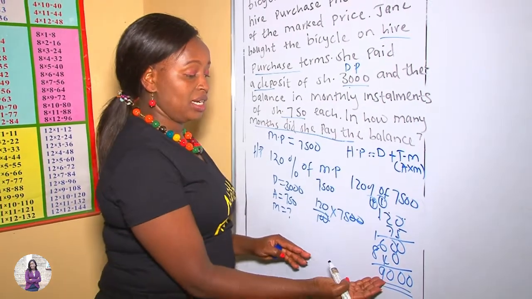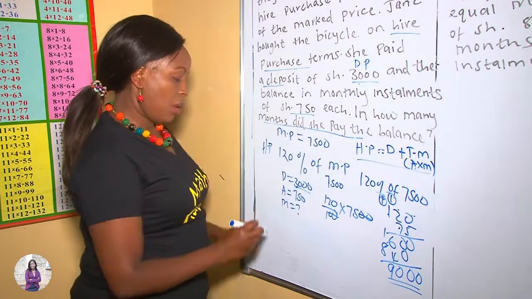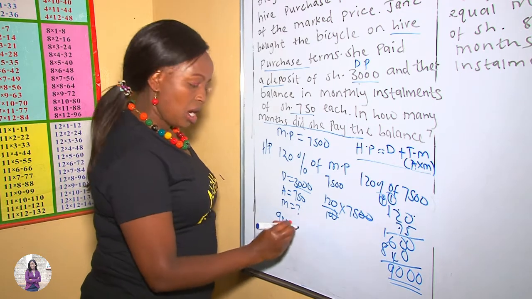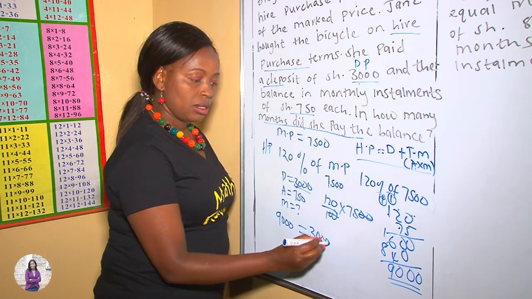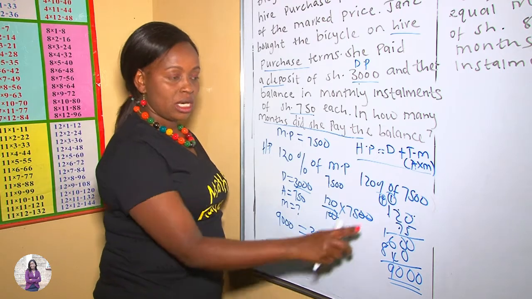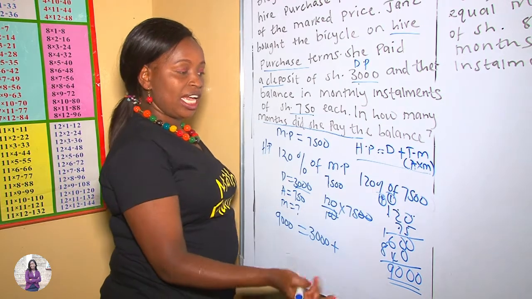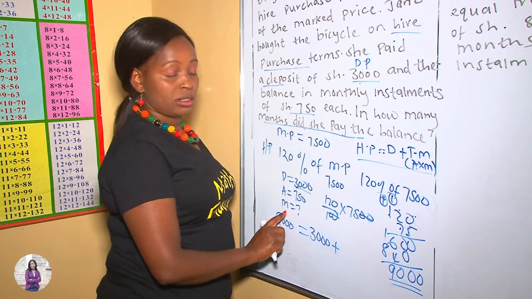As you can see already, 9,000 is on a higher side as compared to the market price. So our HP, or hire purchase, is 9,000. How do we get it? By saying a deposit of 3,000 plus total monthly installments. And how do we get total monthly installments? We normally say amount times number of months. And in this case, we are only given amount. We don't know how many months.